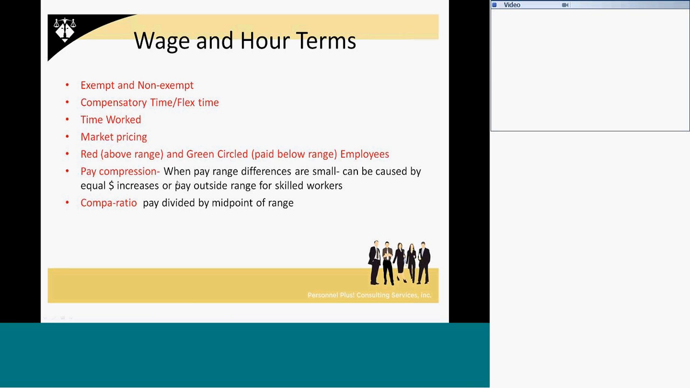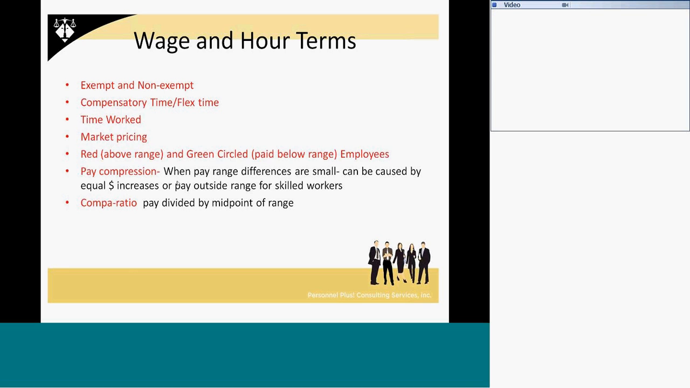The term pay compression describes when you have pay ranges. So for example, maybe you have pay range 4, pay range 5, and pay range 6. And over time, as you do increases, so originally there was, let's say, 5% difference between grade 9 pay and grade 10 pay. If you do equal dollar increases, in other words, if you say everybody gets a $50 a month raise, what you're going to find is over time, what would be 5% difference may be 3% difference now.